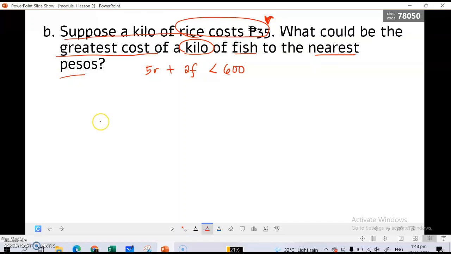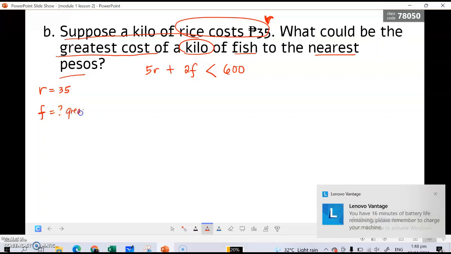Okay, intindihin natin to ha. So, R daw is equal to 35 pesos. Ang tanong ngayon, ano kaya ang greatest cost of a kilo of fish? So, pinakamataas na possible na presyo ng kilo ng isda na binili ni Rose, such that dapat ma-meet ang ating inequality dito, nakalagay na less than 600 ang binayaran niya. So, ito yung hinahanap natin, pero greatest nito.